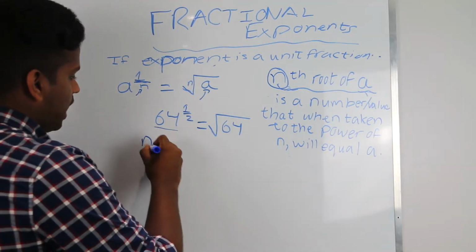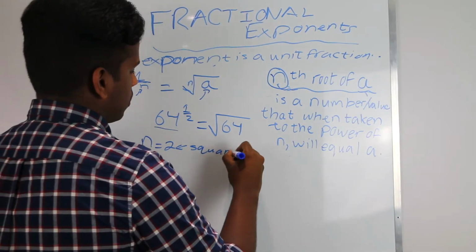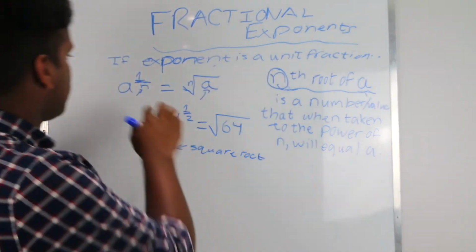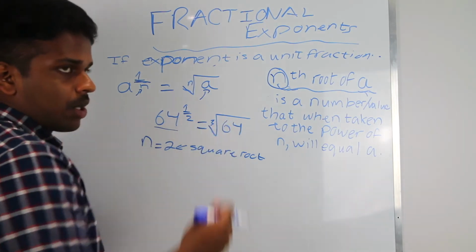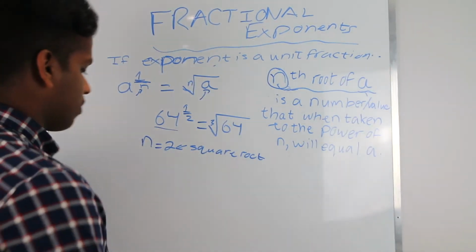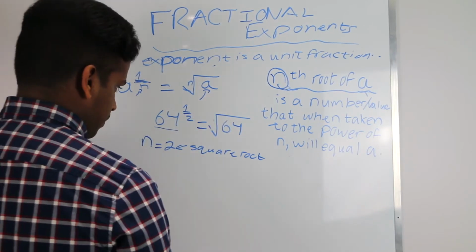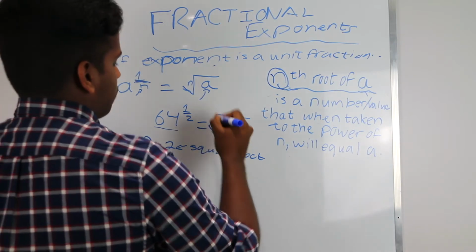By the way, if n equals 2, it's a square root. If n equals 3, it's a cube root. If n equals 5, we're looking at the 5th root of 64. That's how we would say it. So we're looking here at the square root of 64.